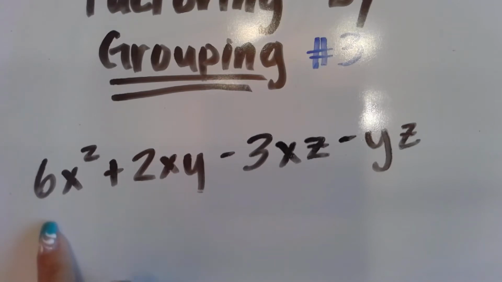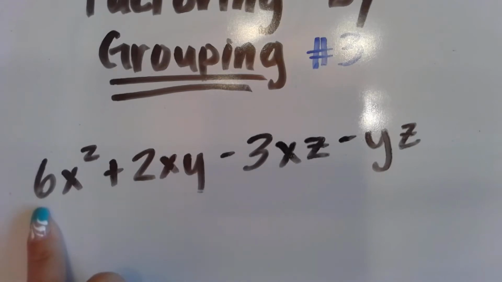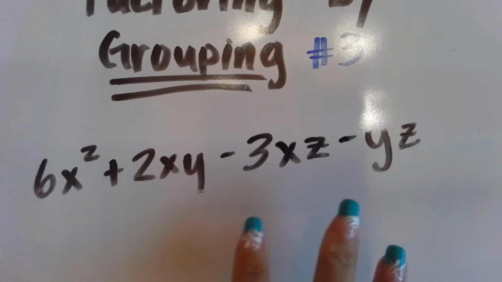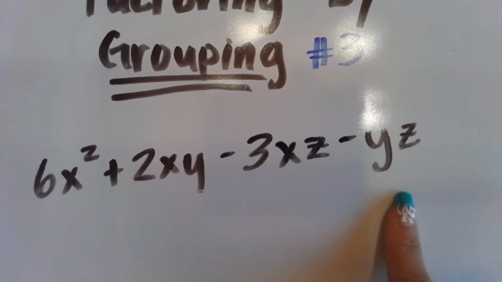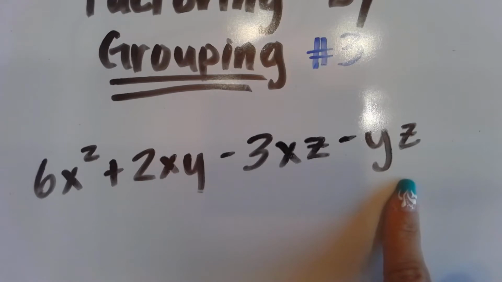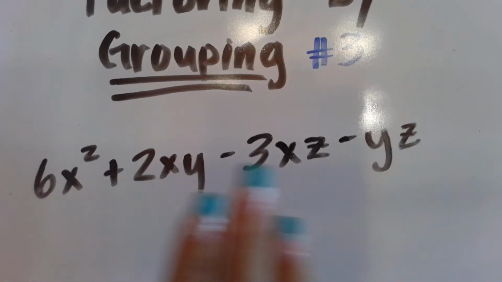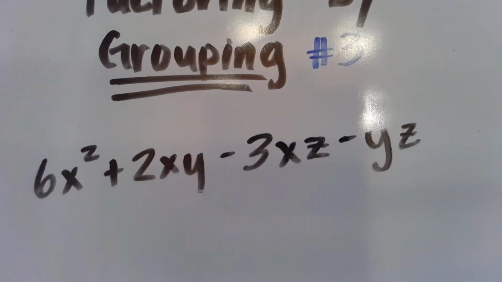So first thing I want to do is identify our GCF. So we have 6, 2, -3, -1. There is no number that can go into all four of them. Same with variables. These three have an x, but this one does not have an x. So there is no GCF. There's no greatest common factor because it has to apply to all four terms. So let's go ahead and start grouping.